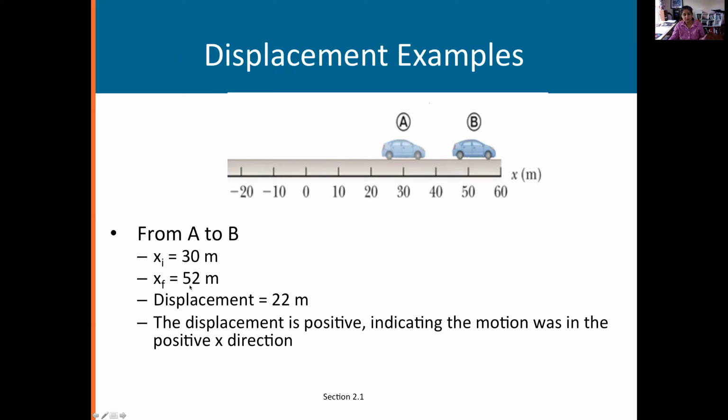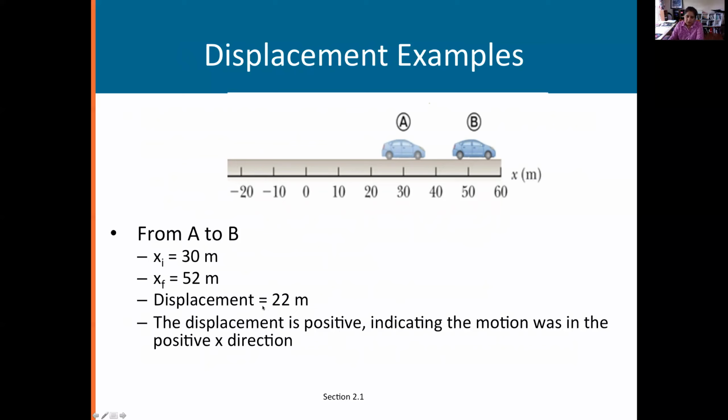Remember, displacement was final minus initial. So I'm going to have 52, take away 30, that leaves me 22 meters. That means I have a positive number, 22. So the displacement is positive, means it's a displacement to the right. My final position is a greater positive number than my initial position was.